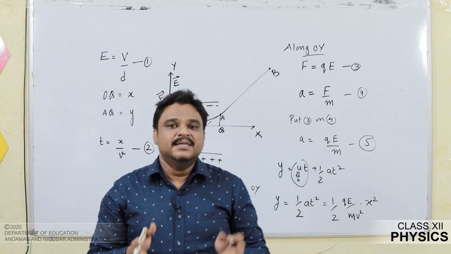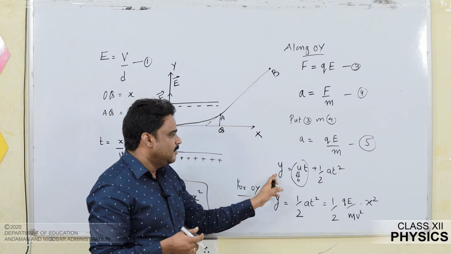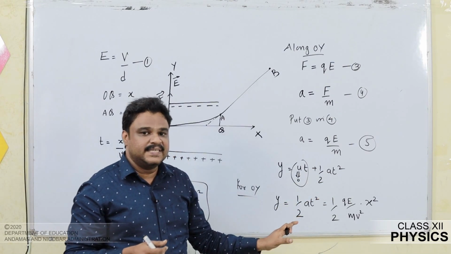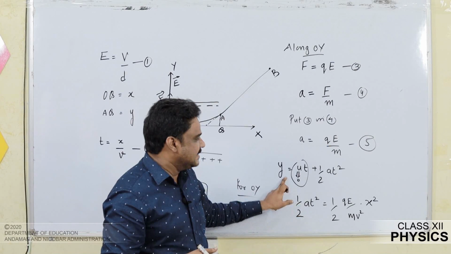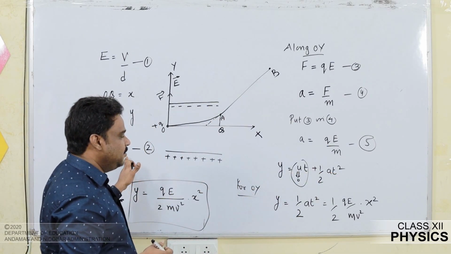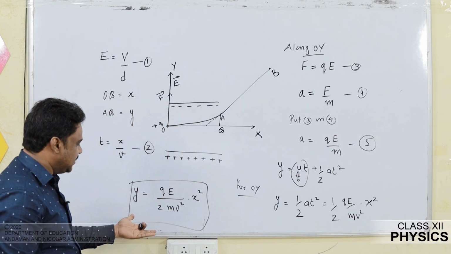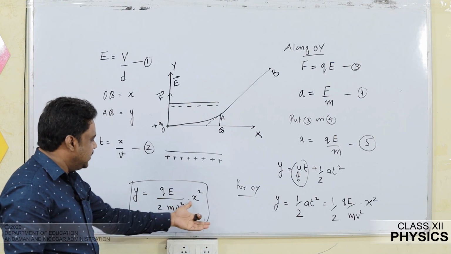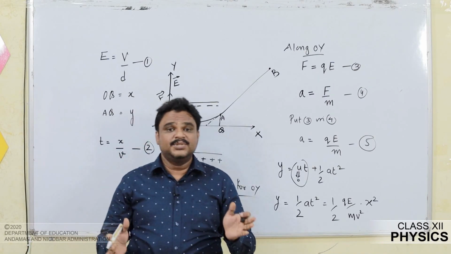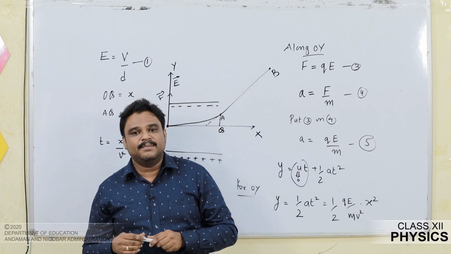Now what about the displacement of the particle along the y axis? I am going to get it from the equation y equals ut plus half at square. Since the initial velocity during vertical motion is 0, I am assuming ut is 0. So the value left is half at square. Putting back the values of a and t that you already derived, I get the basic format of a parabolic equation, that is y is equal to qE by 2mv square into x square. So this equation represents the equation of a parabola. So what is the conclusion? When a charged particle enters a uniform electric field, it follows a parabolic path.